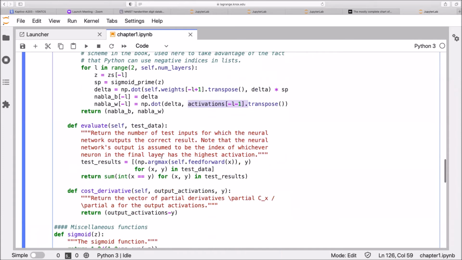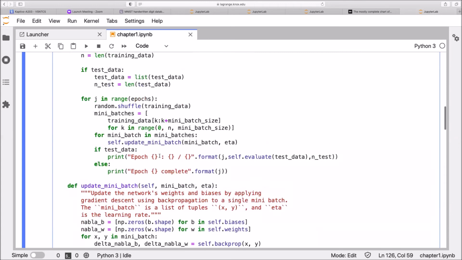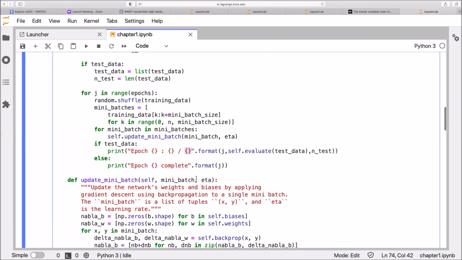And here is how they evaluate the output. For the output, we use the function argmax, which returns the index of the maximum probability. Here we compare that index, which is the network's prediction, with the correct answer. If they are equal, we count it. And here we print it. So we count the correct ones: the total number of successes over the total number of test inputs.